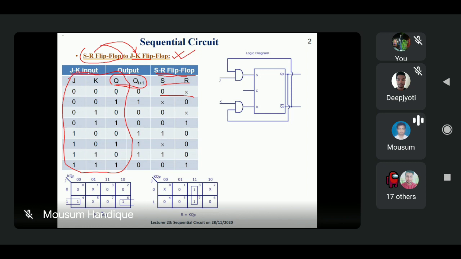So what binary encoding? We are writing 0, 0, 0 because we are using the 3 variables. 2 to the power 3 means what? 8. And we are counting 0 to 7. So this one is 1, 1, 1. 0, 0, 0 to 1, 1, 1.